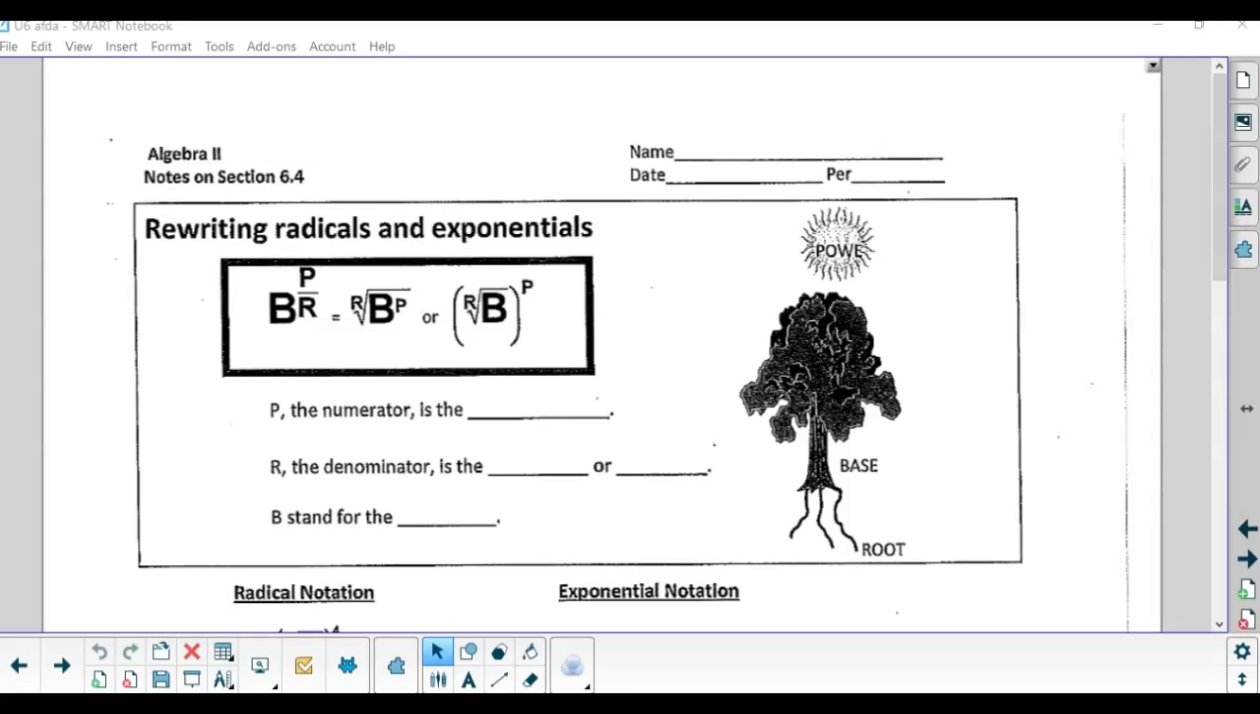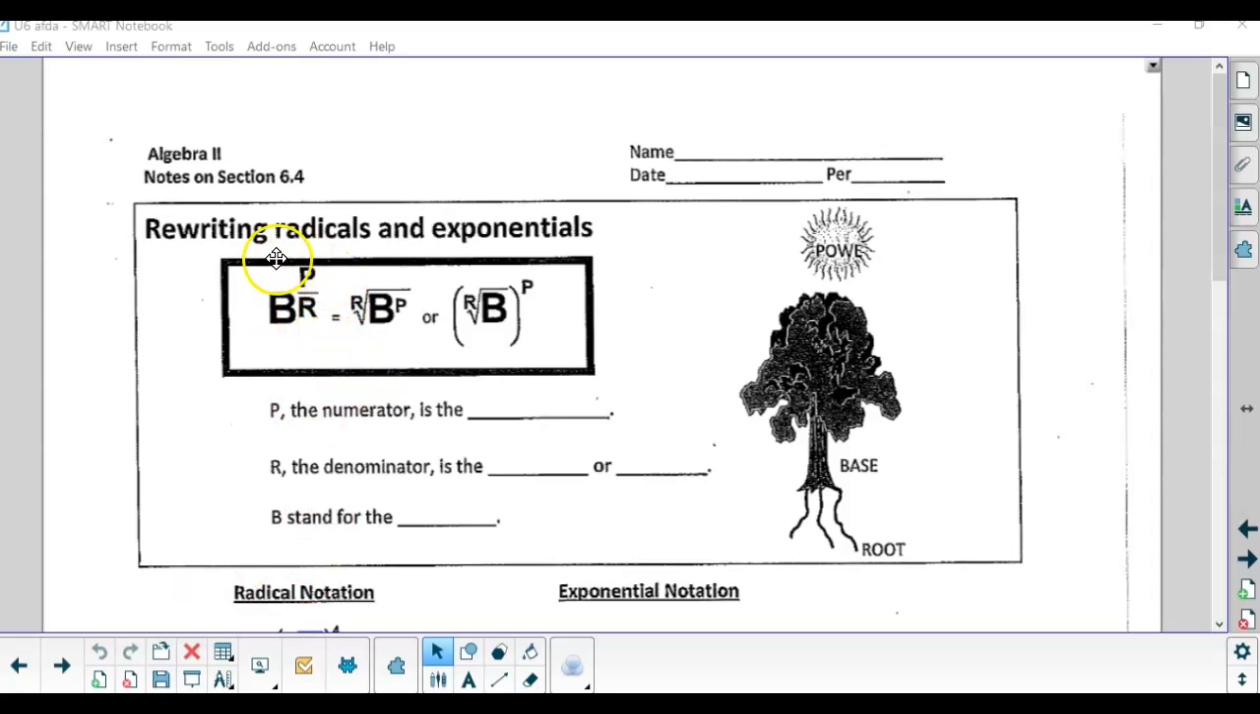In this video, we're going to rewrite our radicals and exponents in fraction form. It's a shorthand notation. It makes things a little bit easier when you have a long string of equations to write. So when you rewrite it, it becomes a fraction.